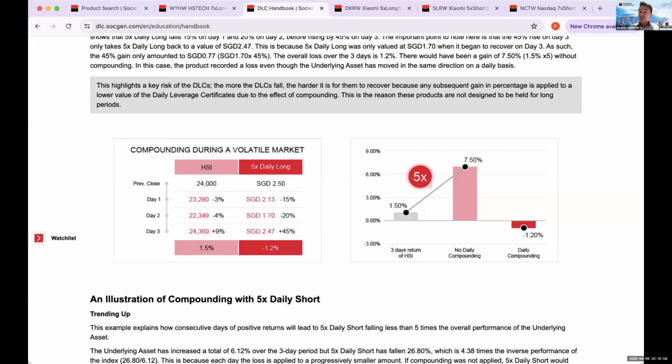So that's where the compounding effect will not work so well for you, because your losses on day 1 and day 2 are locked in, and then your 45% gain on day 3 is based off a lower base of $1.70. Therefore, you get less than the 5 times performance because of the compounding effect.